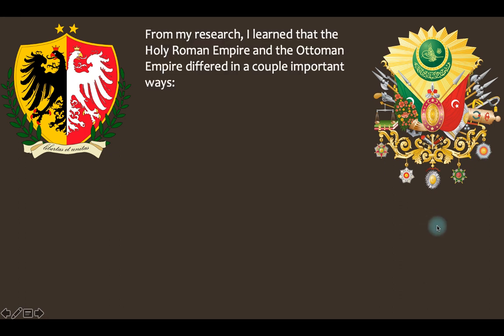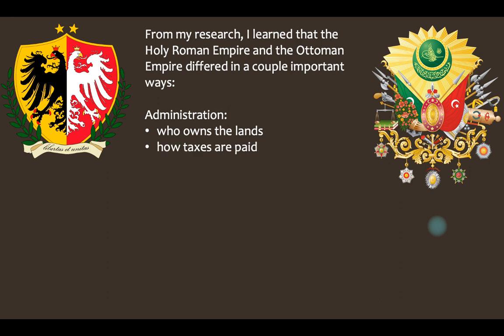Here's the symbol for the Holy Roman Empire, and this is for the Ottoman Empire. And from my research, I learned that these two empires differed in a couple important ways. First of all, in terms of administration, which means who owns the lands. They are both very big areas of land. Who owned all the land in that area? How were taxes paid? And who made decisions at the local levels?